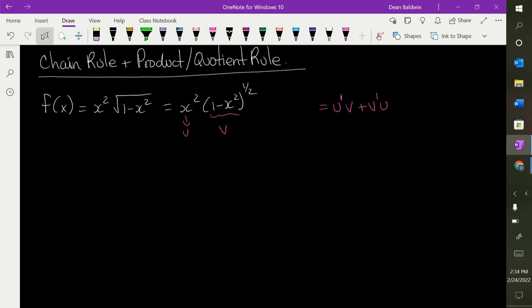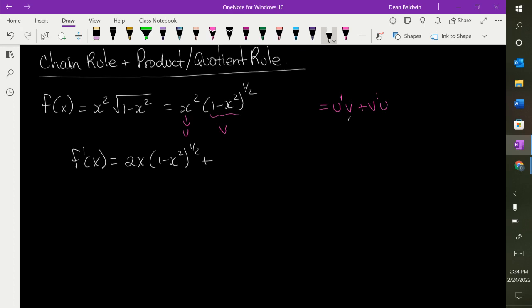So u prime, what's the derivative of x squared? That is going to be 2x times v, which is this function here, (1 minus x squared) to the power of a half, plus v prime.